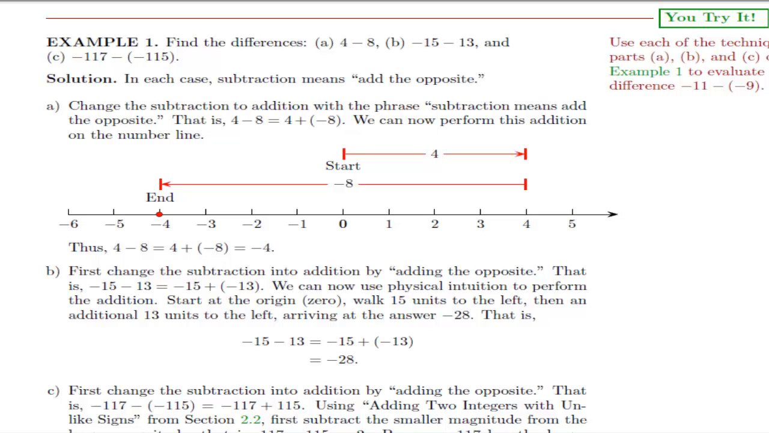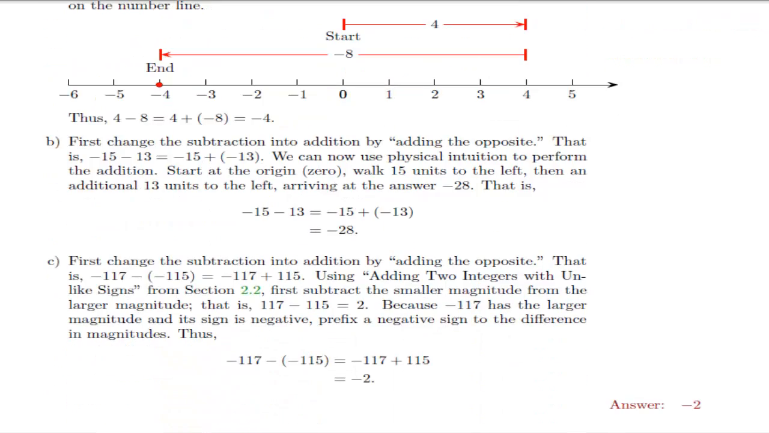C. Negative 117 minus a negative 115. First, change the subtraction into addition by adding the opposite. That is, negative 117 minus a negative 115 equals negative 117 plus 115. Using adding two integers with unlike signs from Section 2.2, first, subtract the smaller magnitude from the larger magnitude. That is, 117 minus 115 equals 2. Because negative 117 has the larger magnitude and its sign is negative, prefix a negative sign to the difference in magnitudes. Thus, the difference is negative 2.